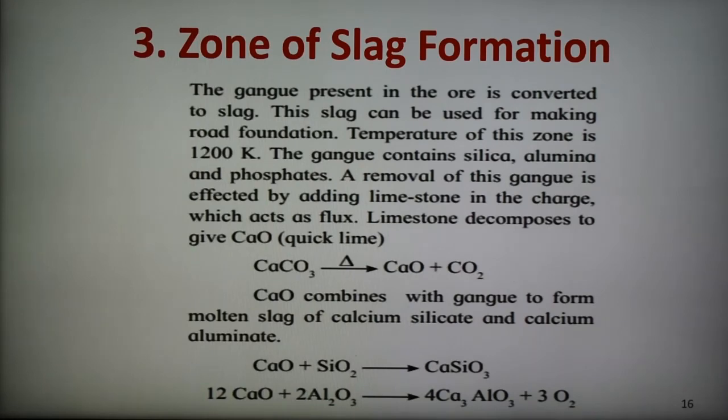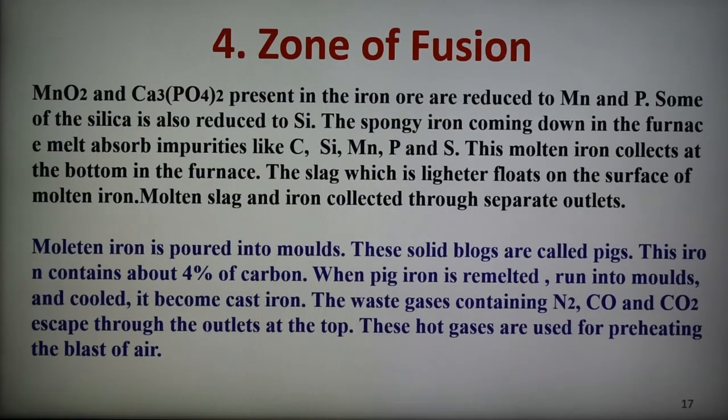So in the third zone, the zone of slag formation, slag is formed: the impurity present reacts with the flux, and here the flux is limestone, and they form a product that can be removed. So this takes place in the third stage. And the fourth stage is the zone of fusion. In this stage, manganese dioxide and calcium phosphate present in the iron ore are reduced to manganese and phosphorus atoms.